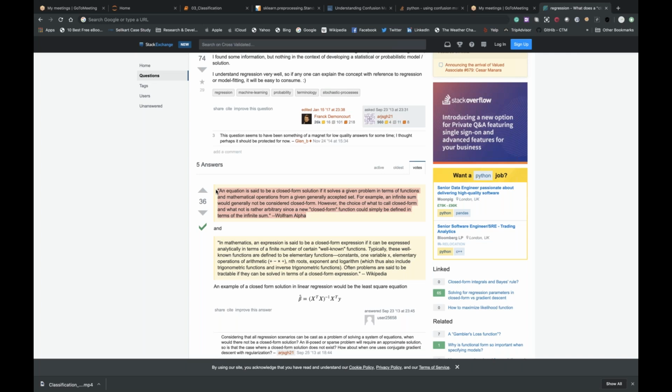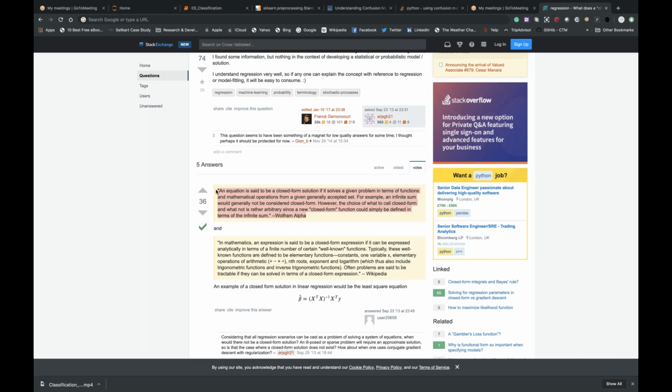Perfect. Now, for example, an infinite sum would generally not be considered a closed form. Why? Infinite sum means it keeps on summing up. There is never an end for that. However, the choice of what to call closed form and what not is rather arbitrary, since a new closed form function could simply be defined in terms of the infinite sum. In any case, if you are going to approach a model that keeps on running, that has no end for the process of learning, then that is an arbitrary decision you need to make, whether to use the closed form or GD form. Okay, hope this is understandable.